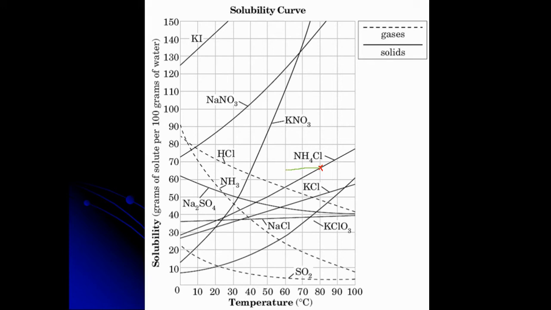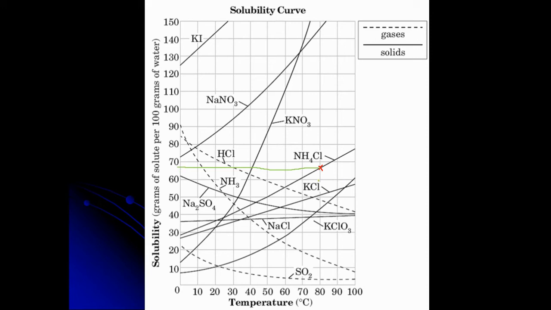Now I'm going to try to draw a straight line. It's not going to be very straight, but you get the general idea. That's probably about 66 or 67 grams of solute per 100 grams of water. Let's make it 66. There's usually a range for the answers on these. So that means that if we put 66 grams of ammonium chloride in 100 grams of water at 80 degrees Celsius, it would make a saturated solution, a solution that had the ammonium chloride fully dissolved.